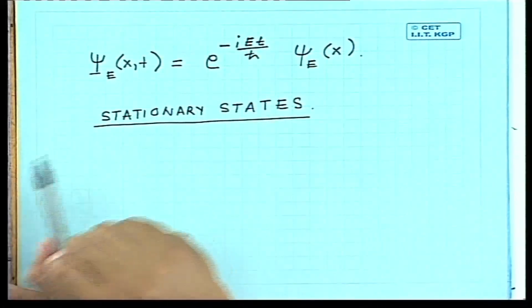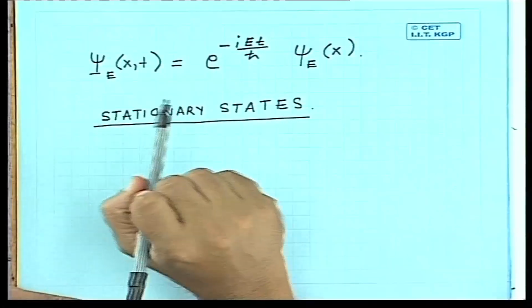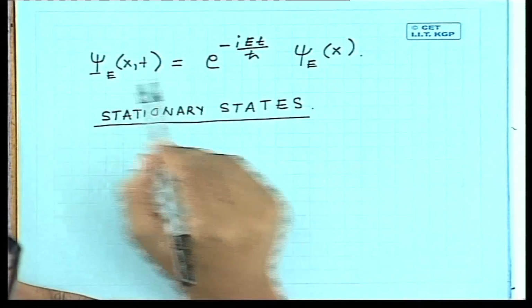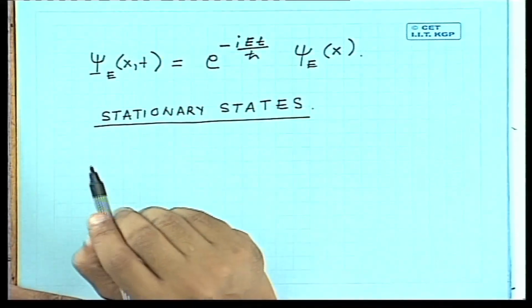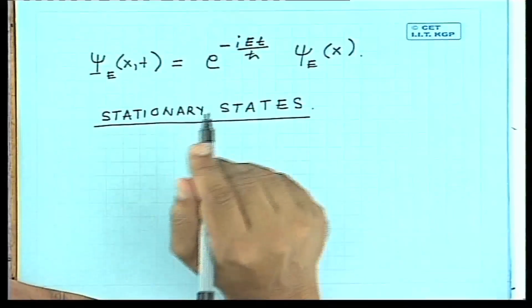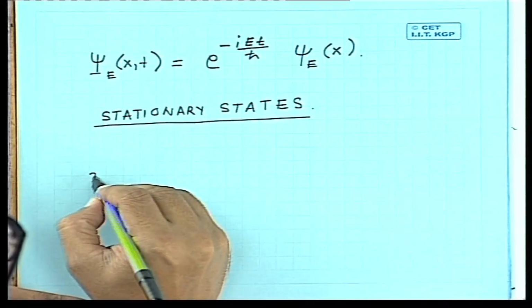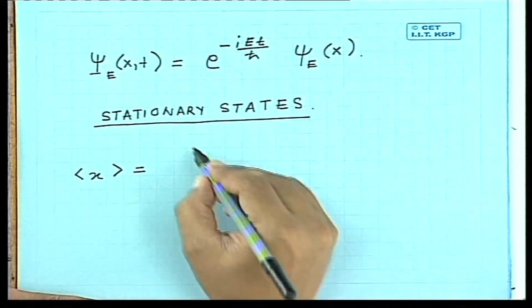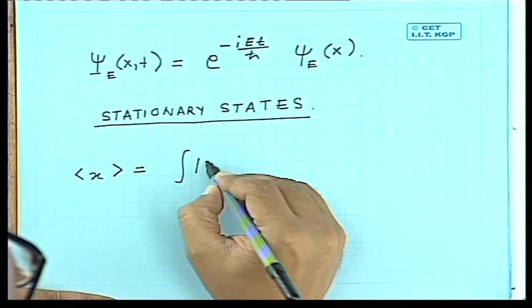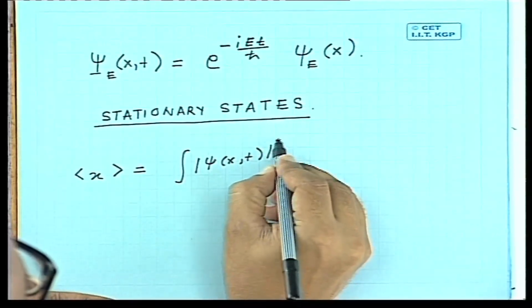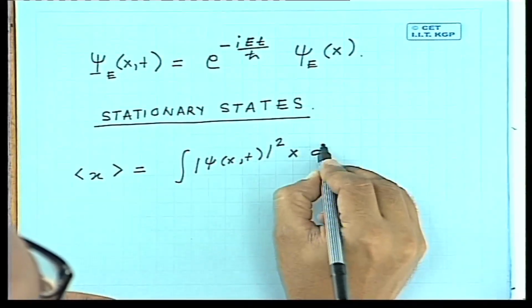This does not affect expectation values or any physical quantities which you might want to measure. So if a system is in one of these states, it does not in any way affect any of the expectation values which you may want to measure. You can easily check that, for example, the expectation value of the position is given by the mod square of psi, is given by this quantity.